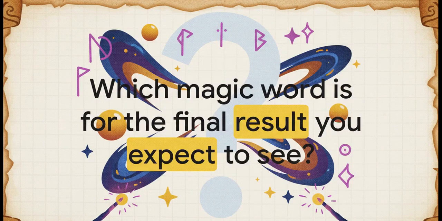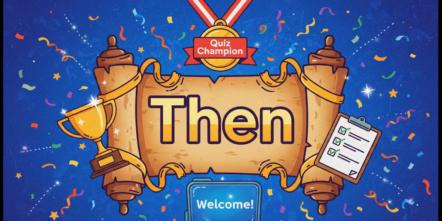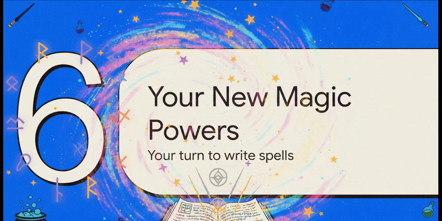All right, here's the next one. Which magic word tells us about the final result, the part where we check to see if our spell worked correctly? Then! That's it! You're a natural wizard! Then is always the result we can see. Amazing job! Wow, you passed the quiz with flying colors.